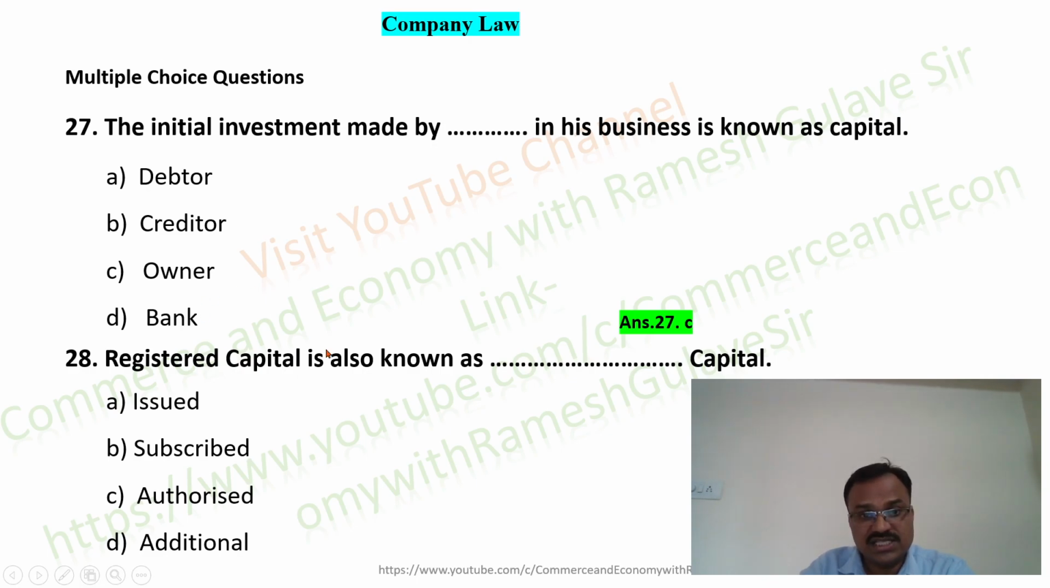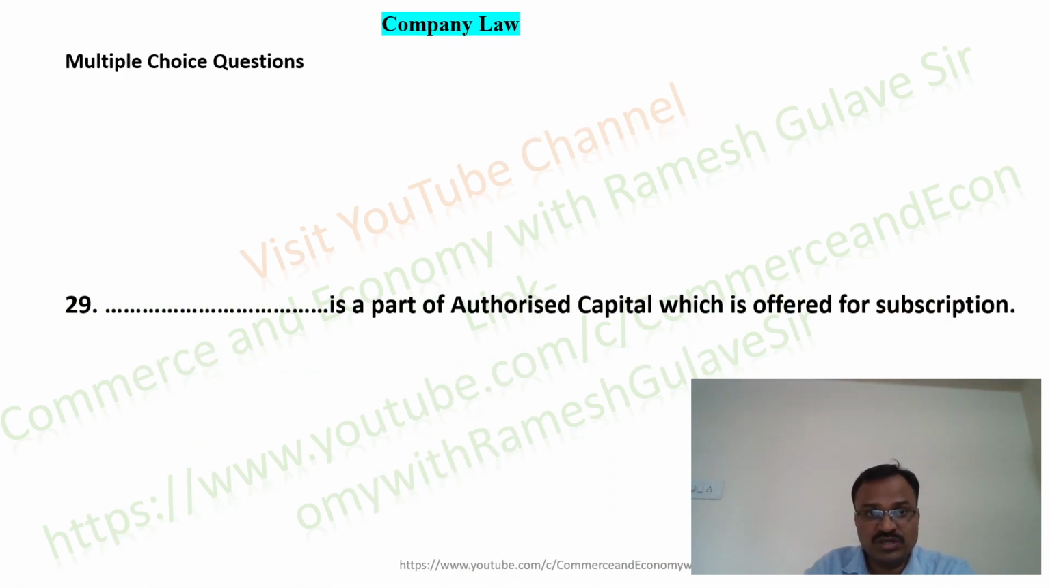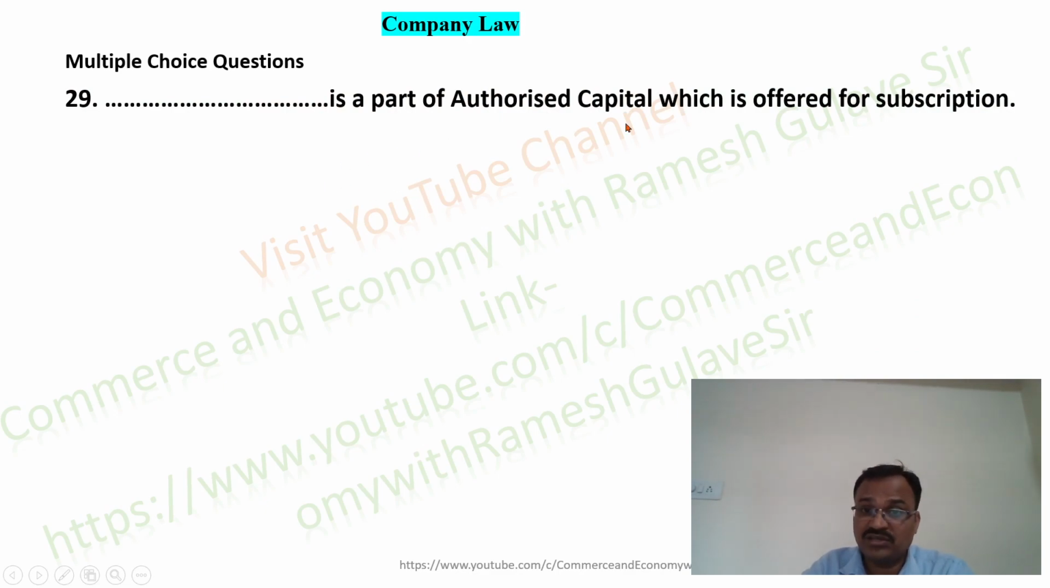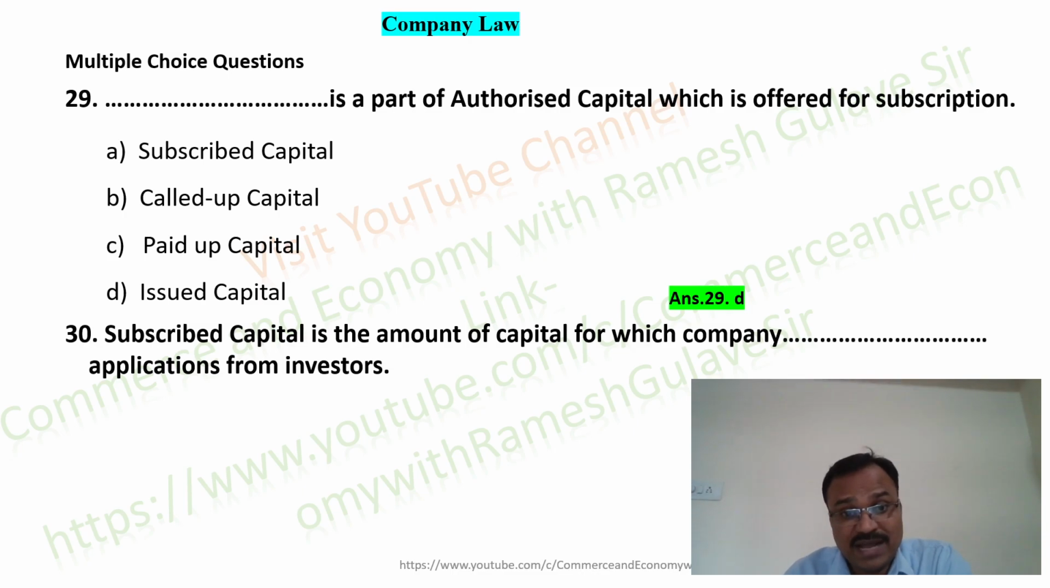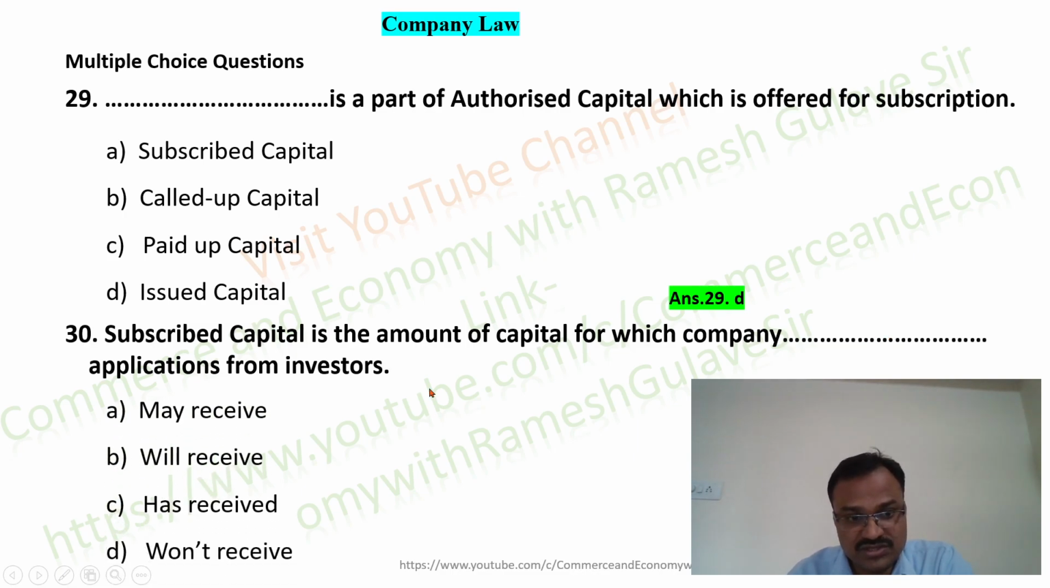The next question says registered capital is also known as, so we have already discussed this question. Registered capital is also known as authorized capital. Right. Let us move on to the next question, and it says dash is a part of authorized capital which is offered for subscription. So which is the part of authorized capital? It is issued capital which is offered for subscription. So here option D is the right answer. The next question says subscribed capital is the amount of capital for which the company dash applications from investors. The options are has received, may receive, will receive, won't receive. So here option C, has received, is the right answer.